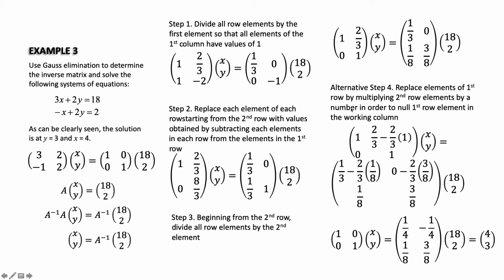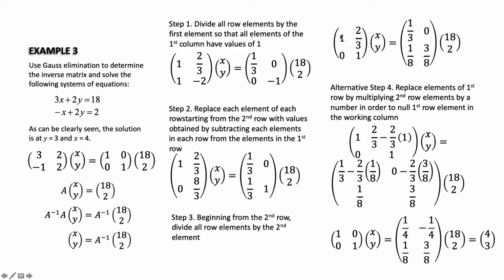Okay, and finally, we want this to be 0 because we want this whole matrix to be a unit matrix. So what we're going to do is to replace elements of the first row by multiplying second row elements by a number in order to null the first row element in the working column. How do we make this 0? So what I do is I multiply this by 2/3 and I subtract this from here. 2/3 minus 1 times 2/3 is 0. And that's what I put here.